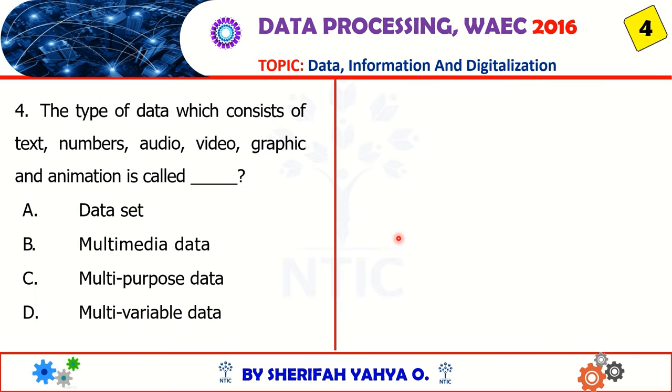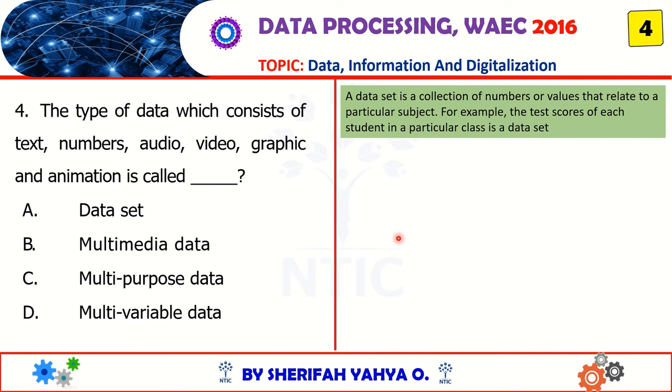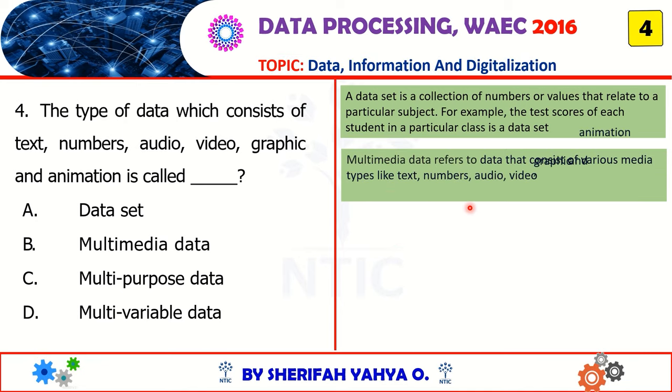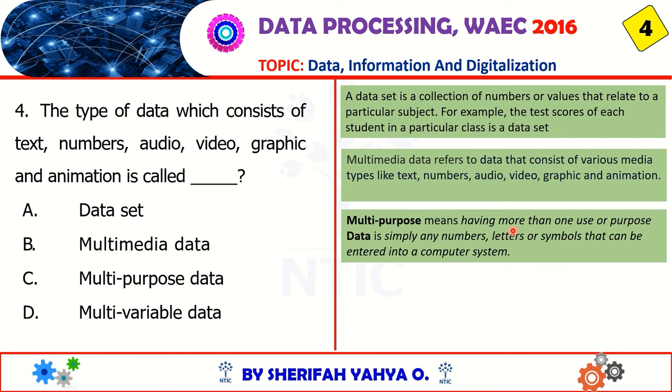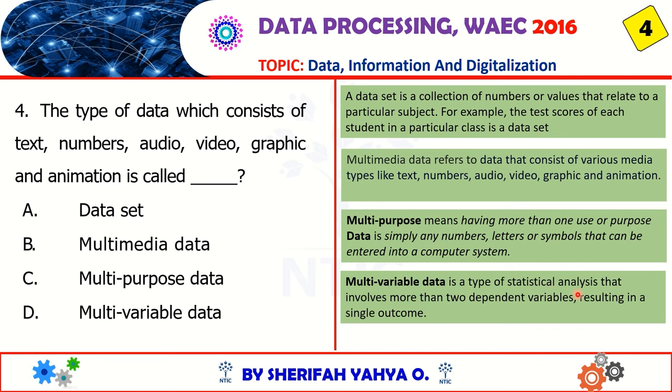Question number four. The type of data which consists of text, numbers, audio, video, graphic, and animation. The type of data that comprises all these is called A, dataset. What is dataset? It's a collection of numbers or values that relates to a particular subject. Multimedia data refers to data that consists of various media like text, numbers, audio, video, graphics, and animation. Multipurpose data. Multipurpose means having more than one use or purpose, while data simply means numbers, letters, or symbols that can be entered in a computer system. Multipurpose data means data that serves more than one purpose. Multivariable data is a type of statistical analysis that involves more than two dependent variables.